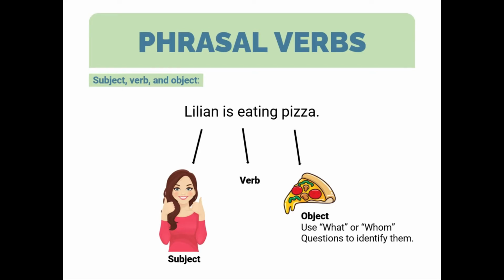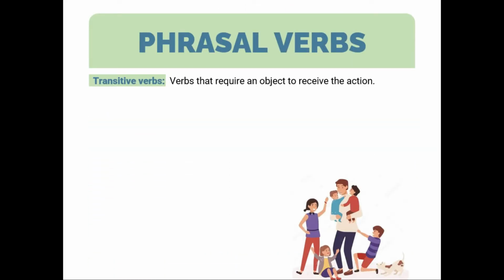Now, we're going to talk about transitive and intransitive verbs. A verb can be described as transitive or intransitive based on whether it requires an object to express a complete thought or not. On the one hand, transitive verbs are verbs that require an object to receive the action. Mind the following sentence. Mr. Robin loves his children. Now, who does Mr. Robin love? The answer is his children, so children is the object of the sentence, and therefore the verb love is transitive because it can take an object.